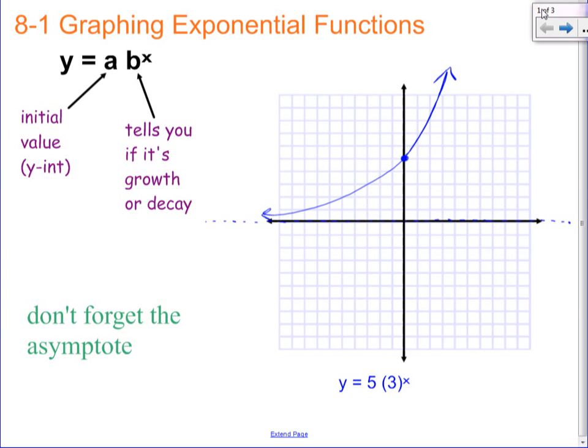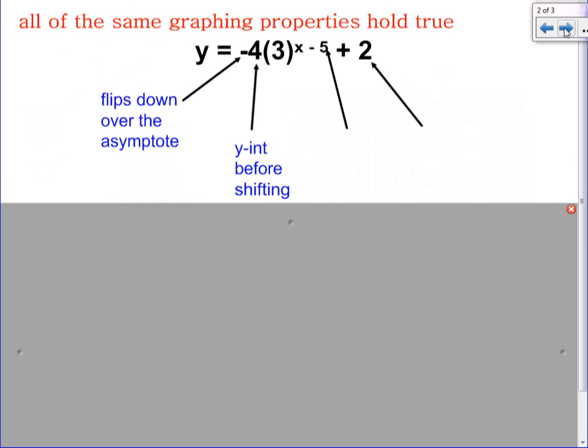Okay, questions on that? All right, so let's see another example. So we've got some clues right here, and when I graph, I always draw arrows to the things and say what it's doing to the graph. So the negative right there is going to flip it upside down over the asymptote. The 4, again, is your y-intercept before we move it. And then we've got some moving numbers.